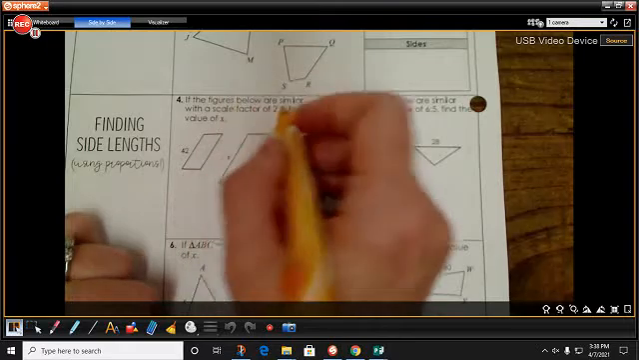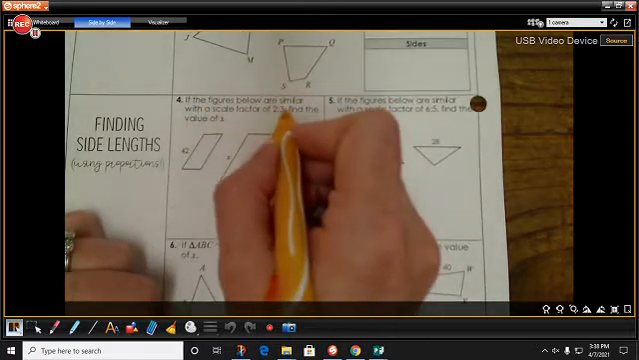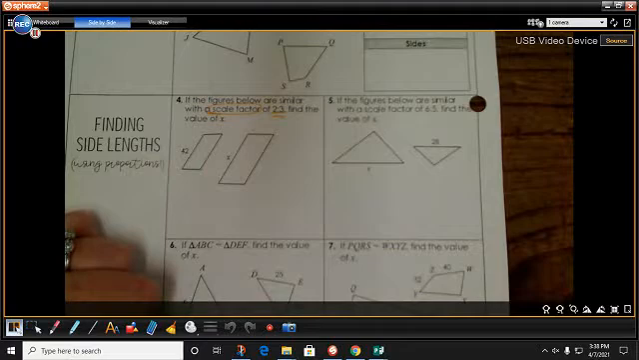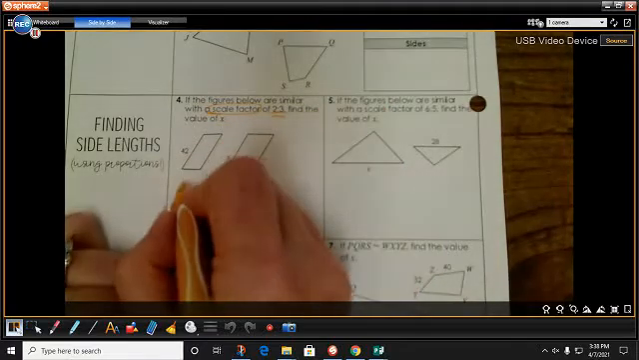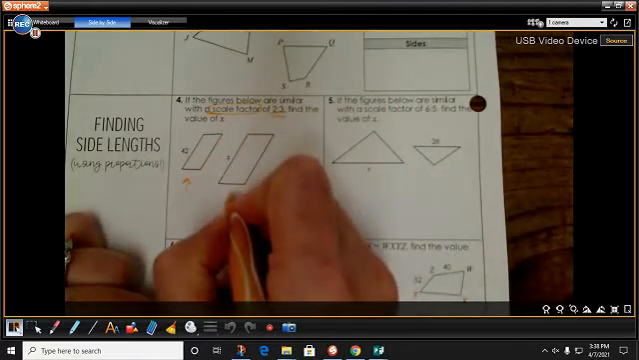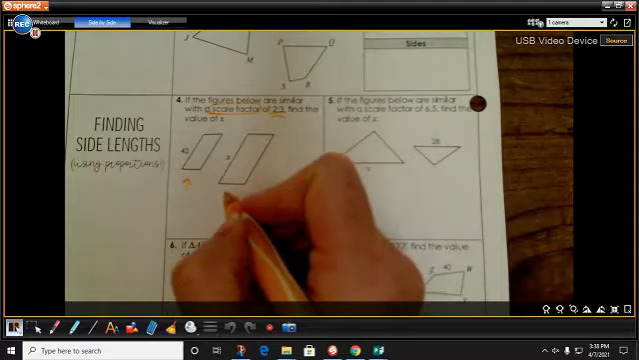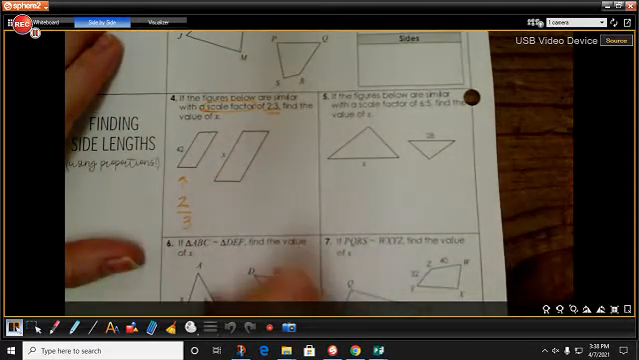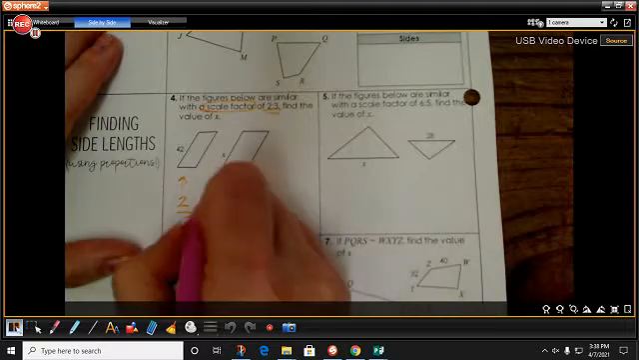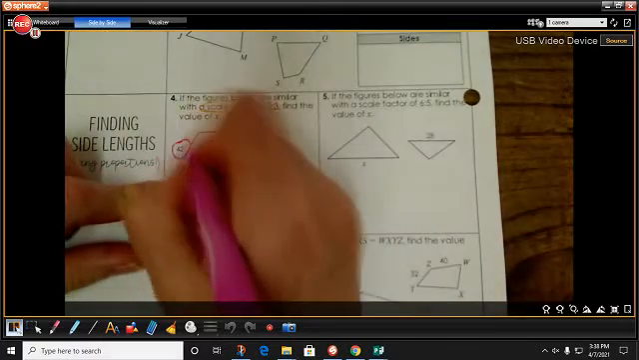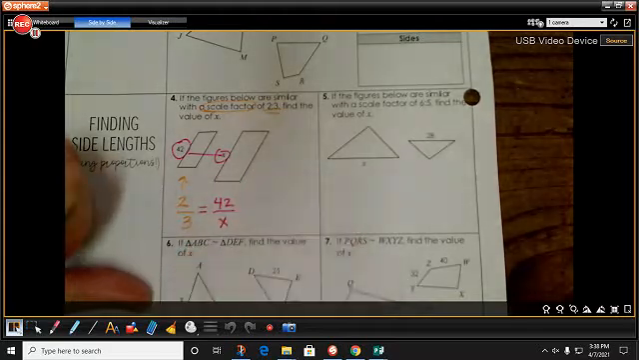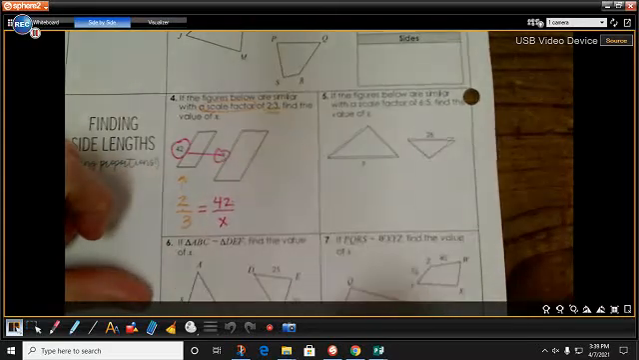So here, I am told that these figures are similar with a scale factor of 2 to 3. And so remember, the one I say first goes with the one that I have first. And so here I have 2 goes with 3. And so then that means that this one gets compared to this one. So 42 gets compared to x. So this ratio and this ratio are the same.